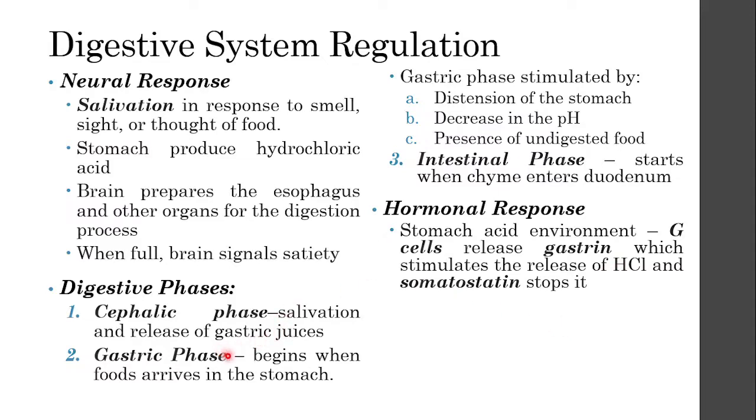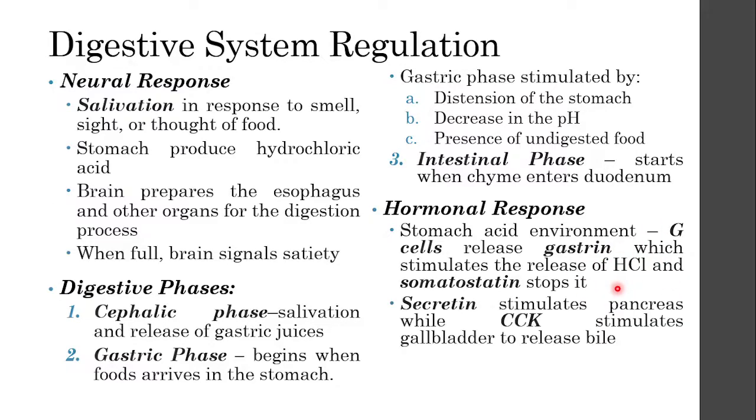And when the food is fully digested, and you do not have any more undigested food in your body, another hormone called somatostatin will then stop the release of HCl, because we do not need that high level of acidity in our stomach if we are not digesting anything.